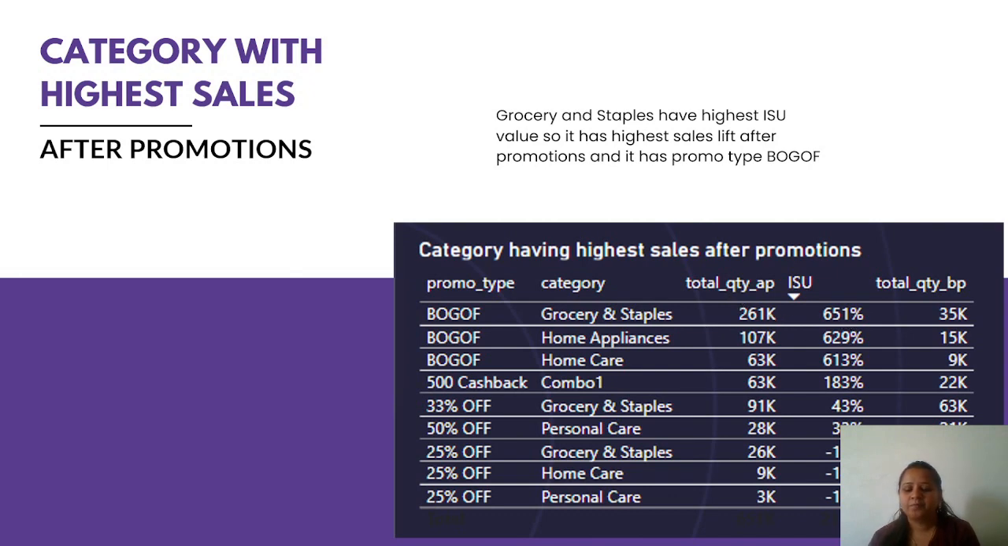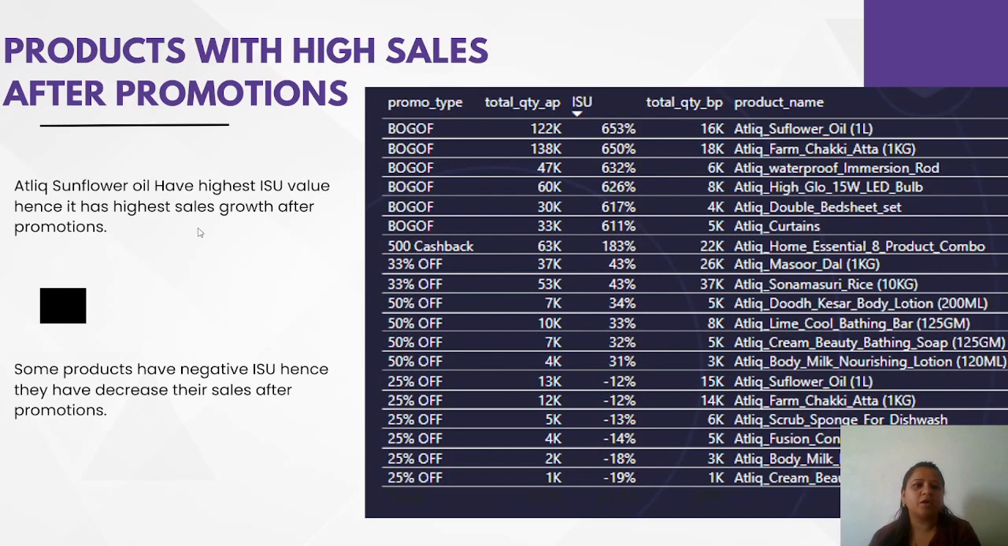The next thing is products with high sales after promotions. As you see here, for the product AtliQ sunflower oil there is a higher incremental sold unit, that is 653%, for the promo buy one get one free. So AtliQ sunflower oil has the highest ISU value, hence it has the highest sales growth after promotion. And some products have very negative ISU, hence they have decreased their sales after promotion.